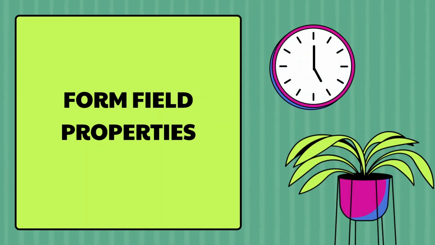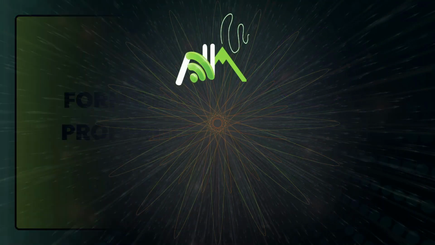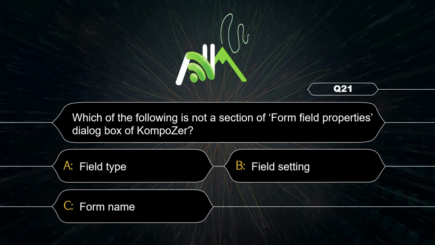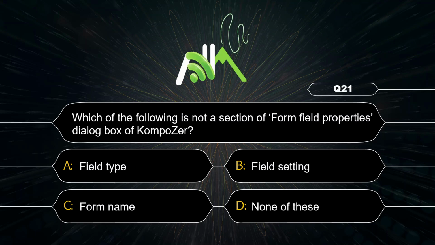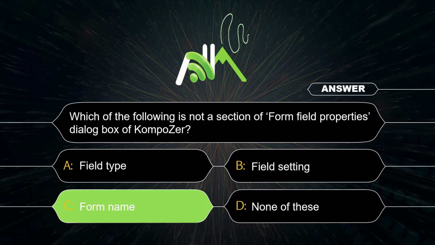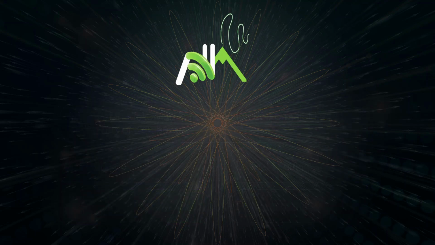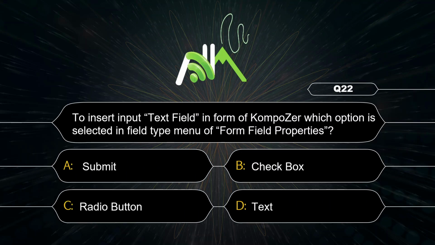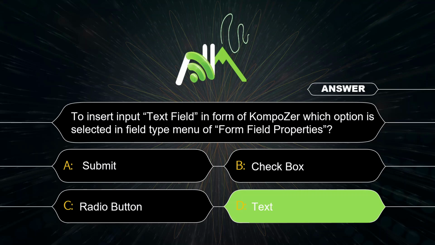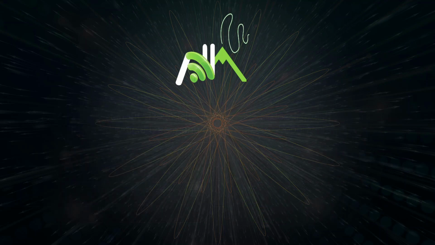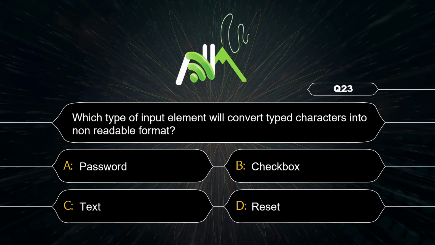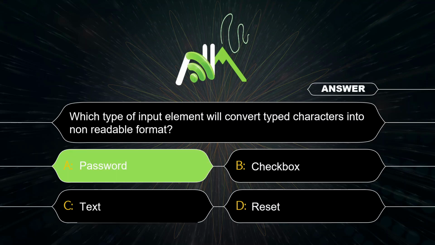Now, a few questions related to form field properties. Which of the following is not a section of form field property? So form name can't be. Other things can be. So the correct answer is form name. To insert a text field, we have to select which type menu. So here you have to select text as a type. The input that converts text or characters into an unreadable format, that is password.